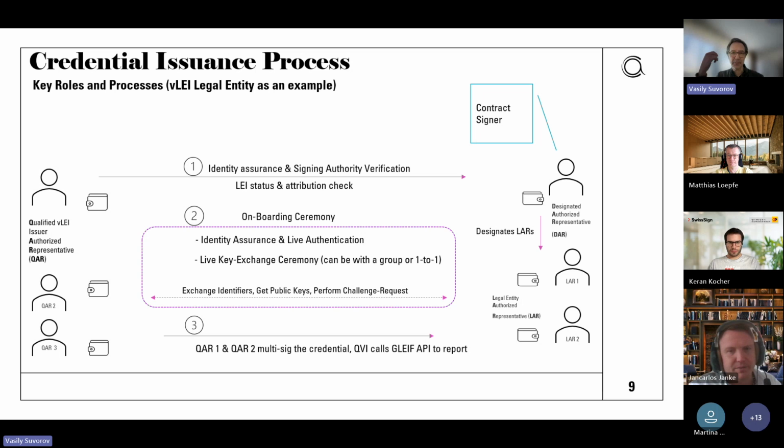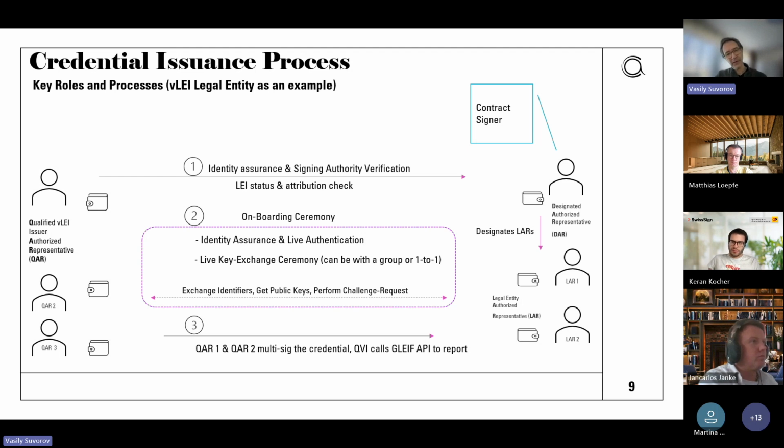This is basically somebody who signs the contract. So if it's a very small company, there's only one owner, so okay, that's fine. If it's a larger company, they will also designate legal entity authorized representatives, or LARs. Those are the people that basically hold the keys and control the identifier of the vLEI, right? Once the contract is signed, the onboarding ceremony happens.